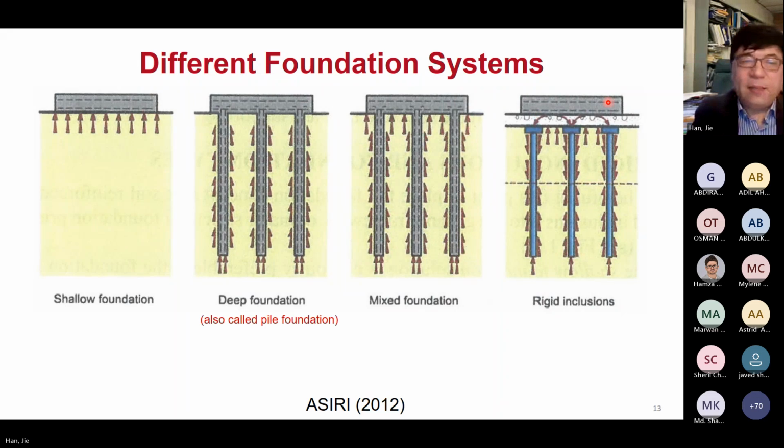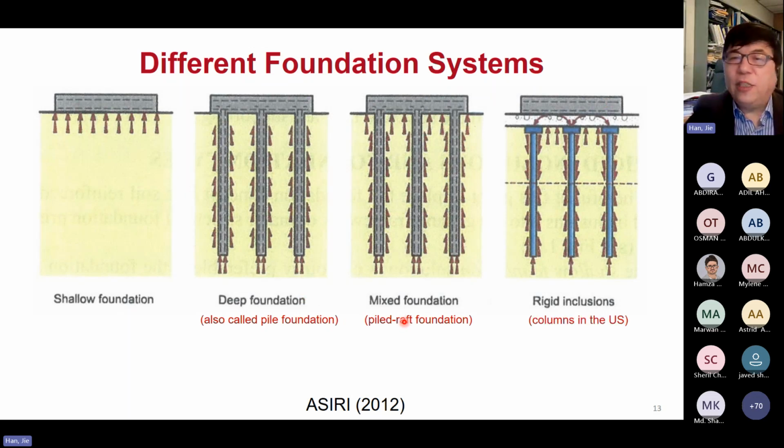Okay, but this is the one we typically call pile foundation. So this is the piled raft foundation. Now, regarding rigid inclusion, actually there's different terminology used in different countries.